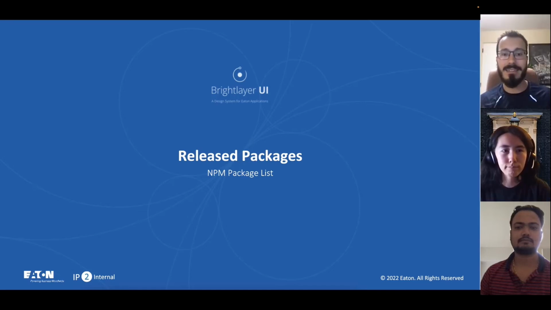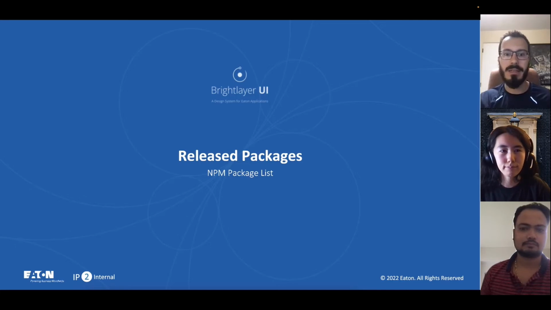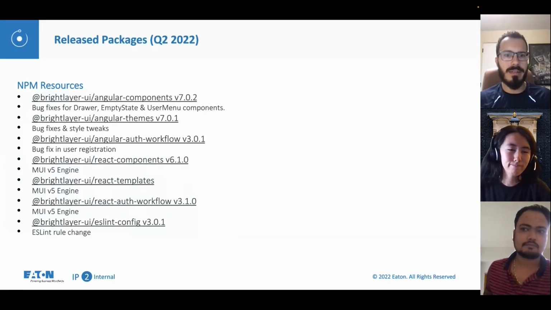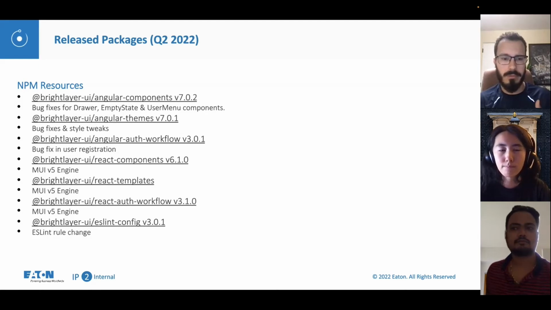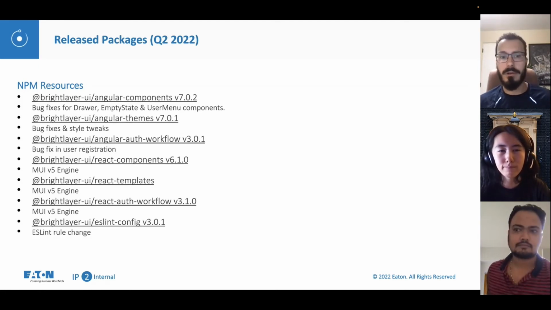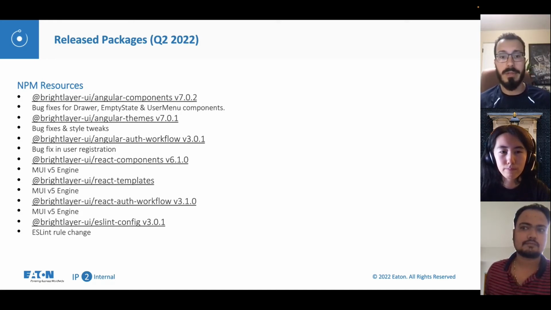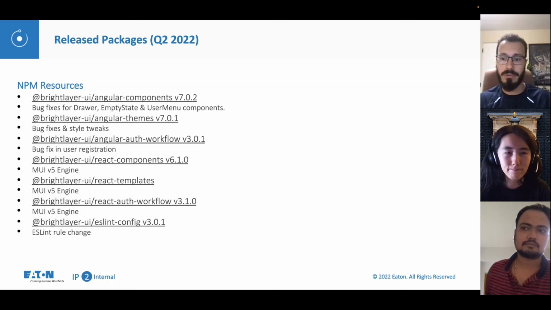Okay, in this next section, I'll go over all of the packages that we released for this quarter. All of our packages are hosted on NPM, and I'll quickly run through what we released. On the Angular side, there were bug fixes for drawer, empty state, and user menu components. For the Angular themes, there were bug fixes as well as small style tweaks. And there was also a bug fix in the Angular authentication workflow.